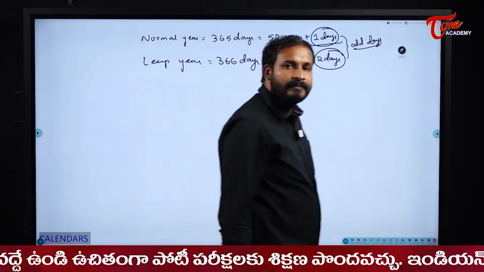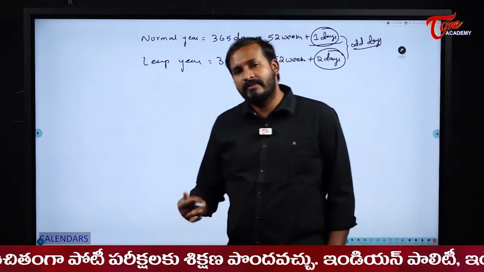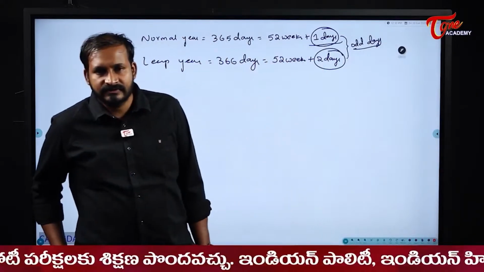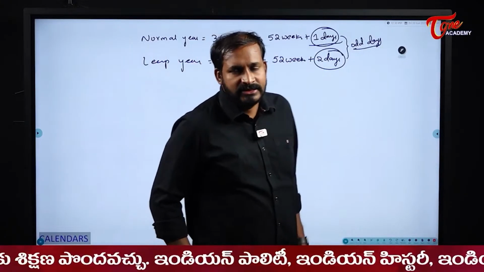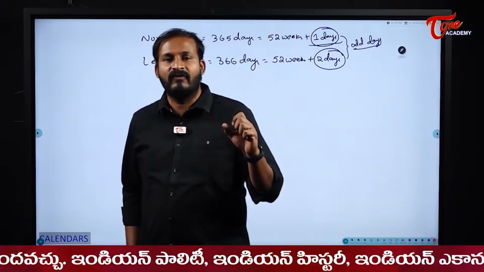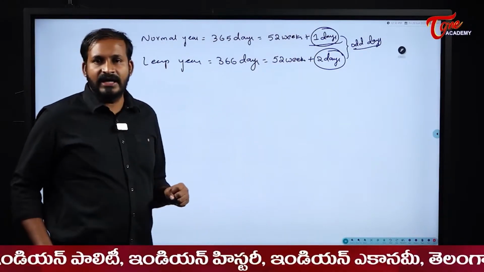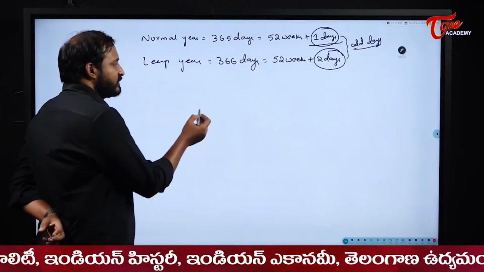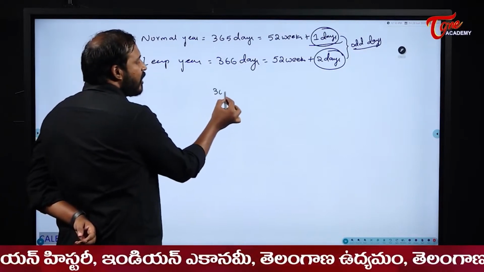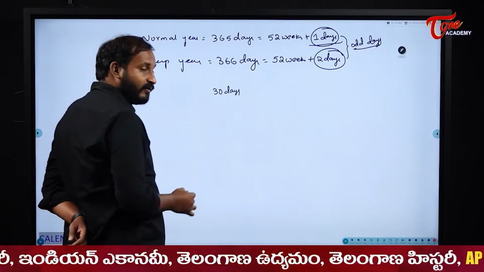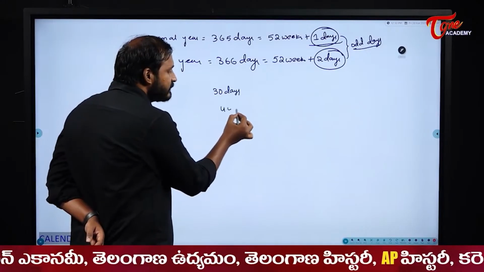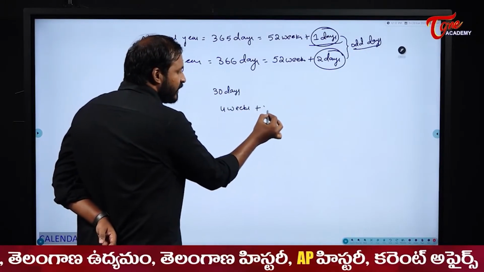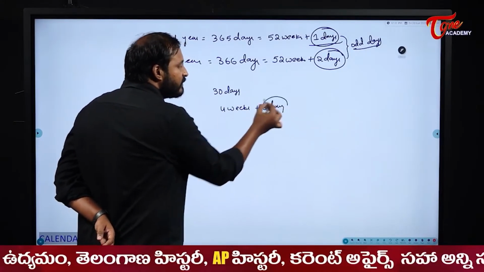Okay, good, super. Now, what is the maximum number of odd days possible? Tell me, students. First and foremost, to find the number of odd days, what are we actually doing? We are dividing by 7, right? For example, earlier I gave you an example. In 30 days, how many odd days are there? 4 weeks plus 2 days, sir. So these 2 days will become our odd days.